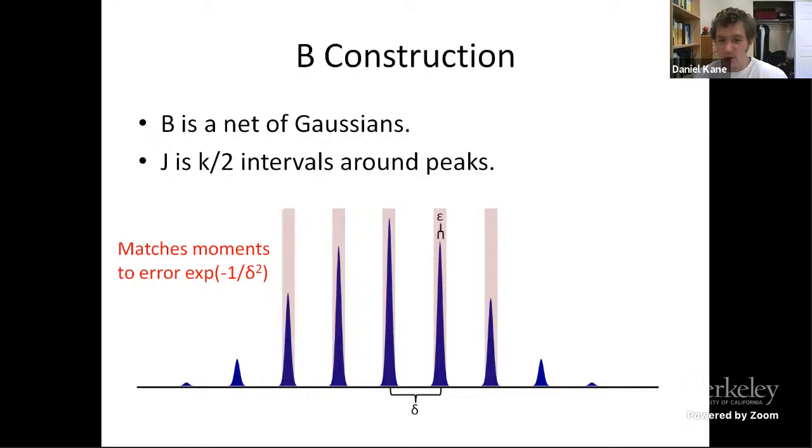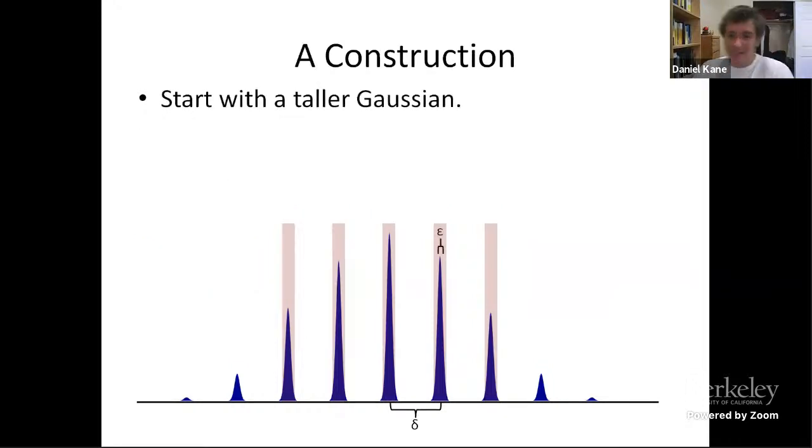Now, what's J going to be? J is going to be a union of k over 2 small intervals around the peaks of the k over 2 Gaussians closest to the origin. And it's not hard to build this and show that all but something like e to the minus delta k squared of the mass of B is in J. Okay, so that's B. What's A?